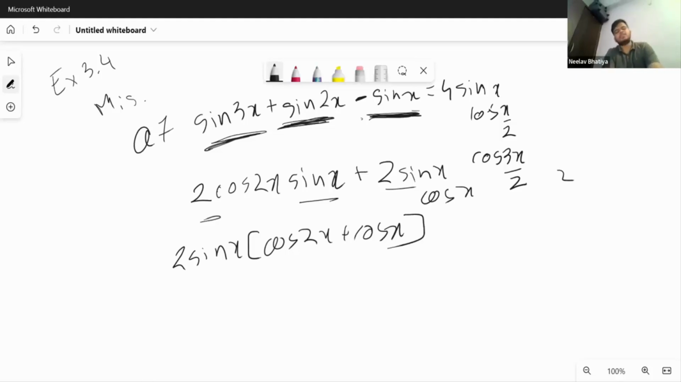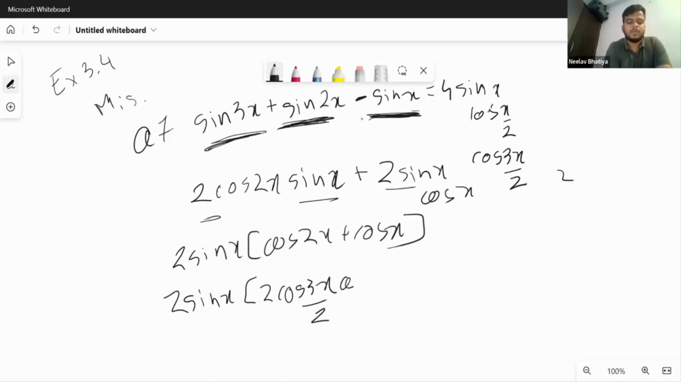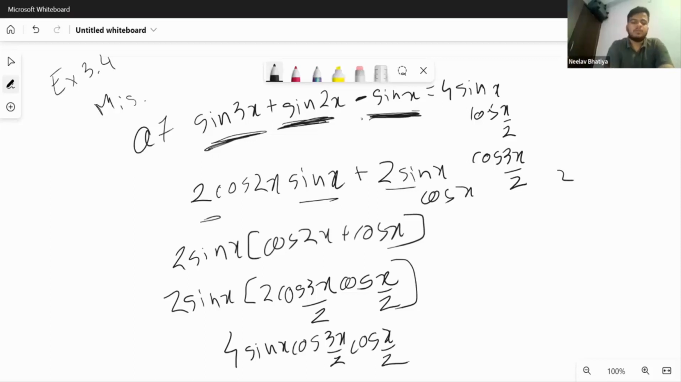Now apply the cos c plus cos d formula right here. You get 2 times sin x, times 2 cos of (2x plus x), which is 3x, so cos 3x by 2, and (2x minus x) is x, divided by 2, equal to x by 2, correct? 2 and 2 get multiplied. At the end, what you're left with is 4 times sin x cos 3x by 2 cos x by 2. That is equal to our RHS as well, and the question is solved, correct?